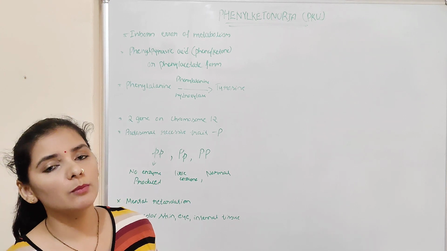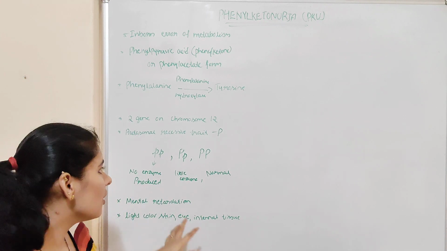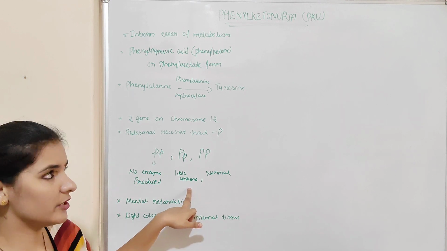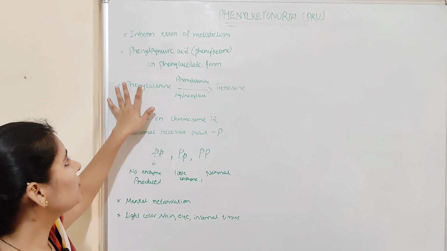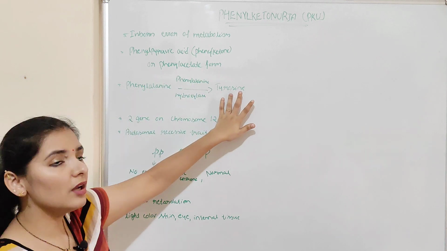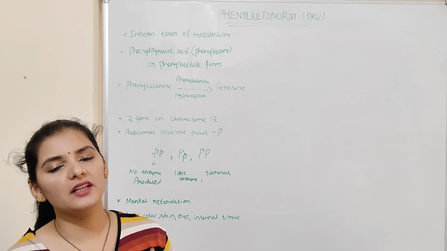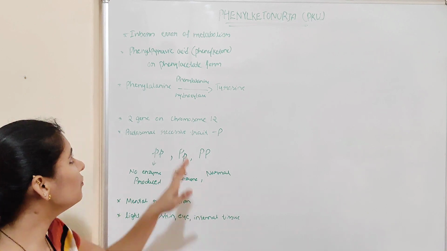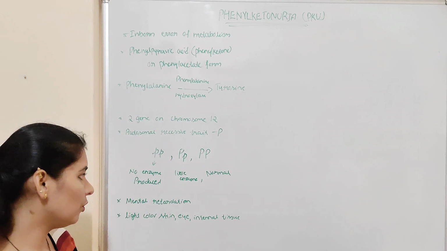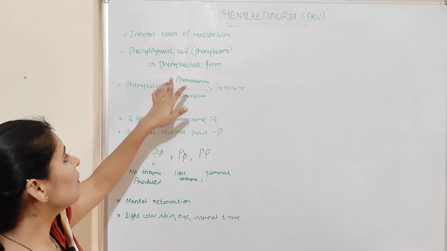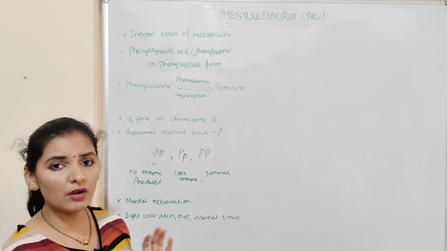Anyhow, normal metabolism will not take place because only a little quantity of enzyme is produced in this individual. That's why only some of the phenylalanine will be converted into tyrosine, whereas some amount of phenylalanine will be deposited in the blood or the tissue in the form of phenylpyruvic acid. So only a little amount of enzyme is produced, because of which some of the phenylalanine will be converted into tyrosine.